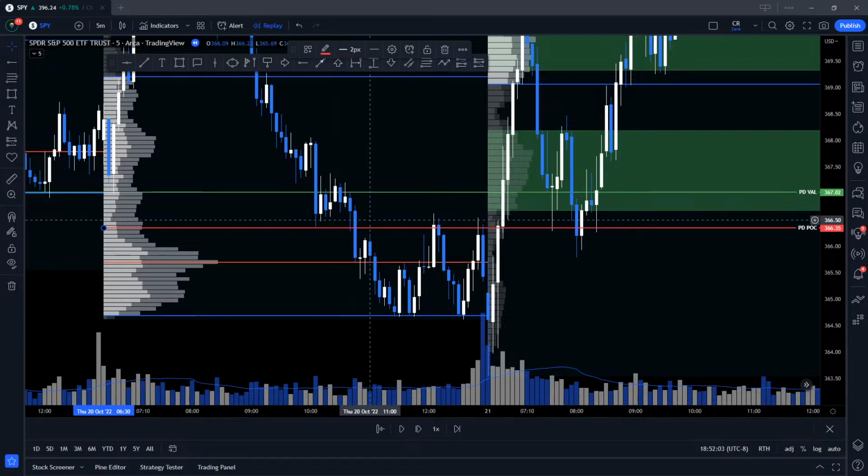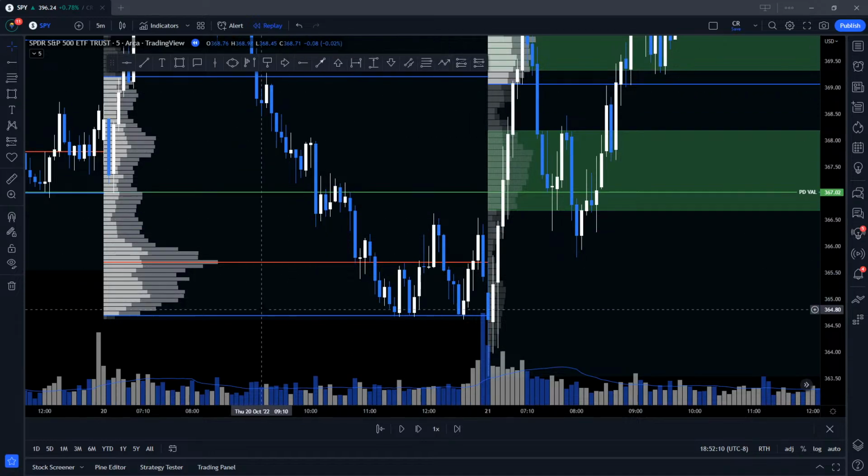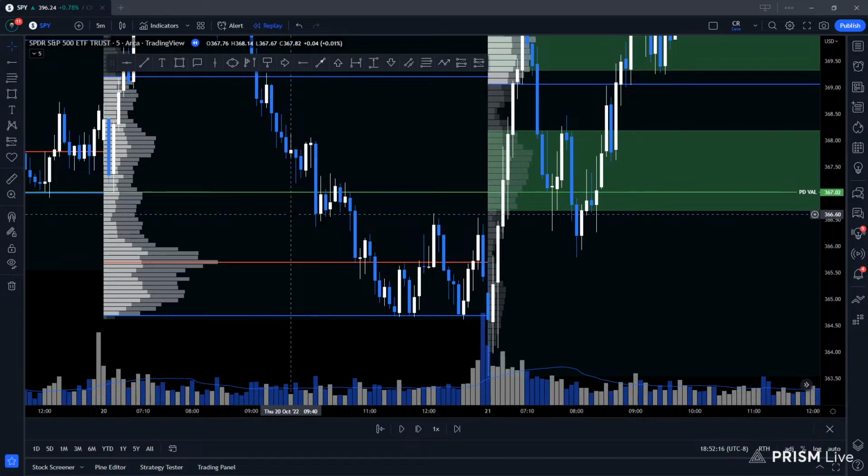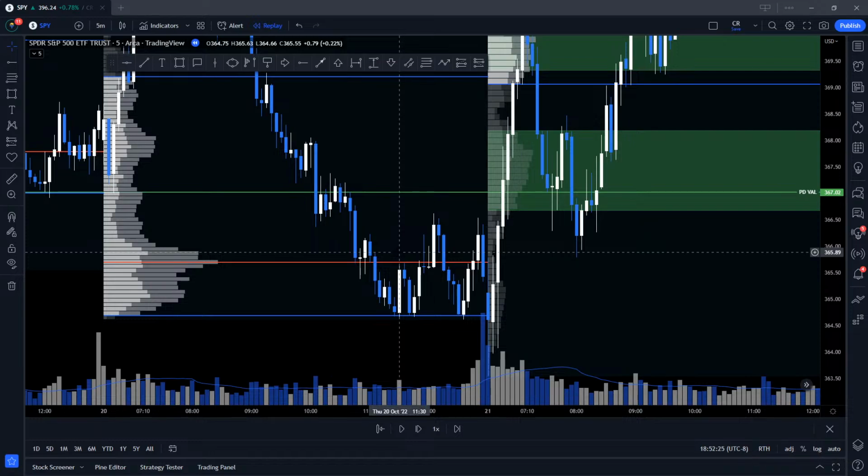So you want to make sure there's nothing getting in the way of you taking this trade. No POCs, no volume profiles, no support turned resistance. You really want to just look for those A++ setups every single trade. And that's one of the distinctions between a successful trader and an unsuccessful trader: making sure that every single trade you're getting adequate risk to reward.